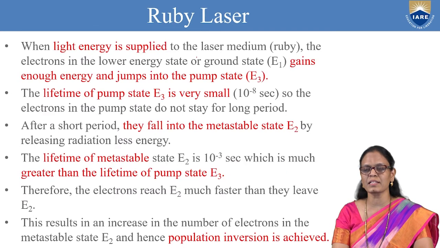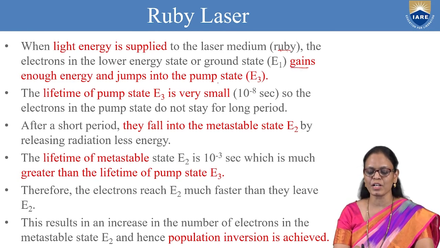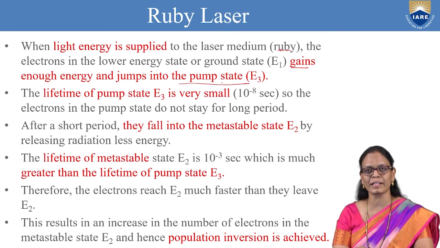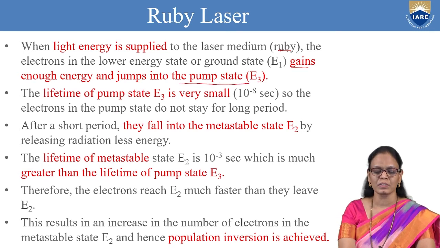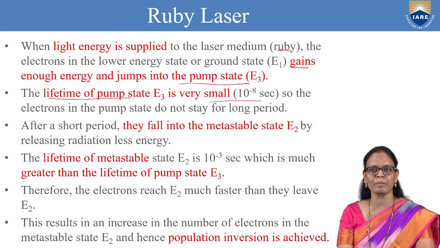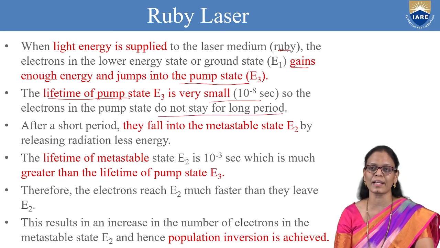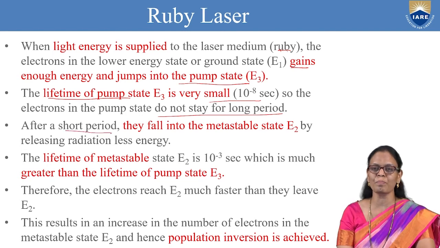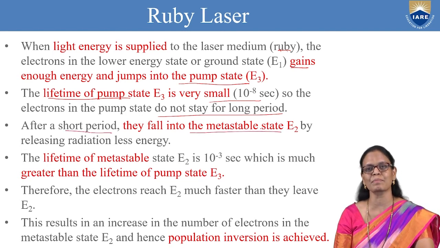So, when light energy is supplied to the laser medium, that is ruby, electrons in the lower energy state gain energy and jump to the state E3, the excited state E3. But the lifetime of the pump state is very small. Pump state or excited state both mean the same here. What is the lifetime? 10 power minus 8 seconds. So, the electrons do not stay there for a longer time. They cannot stay there for a longer time. After a short period, they will just fall down to the metastable state E2 by releasing the energy.